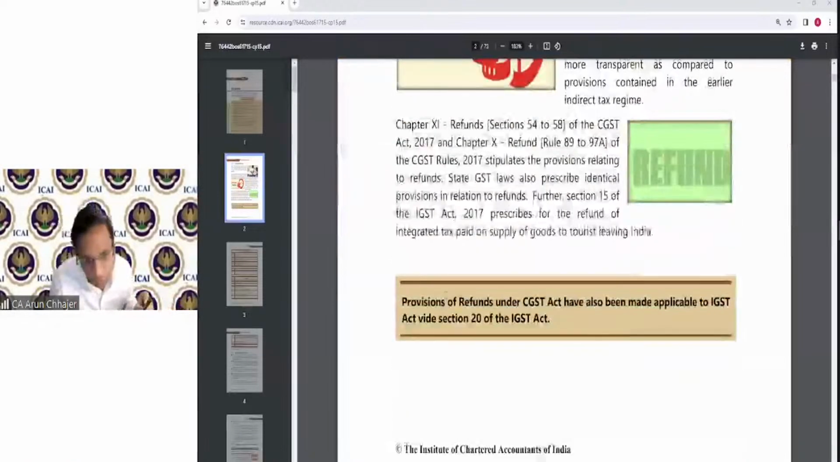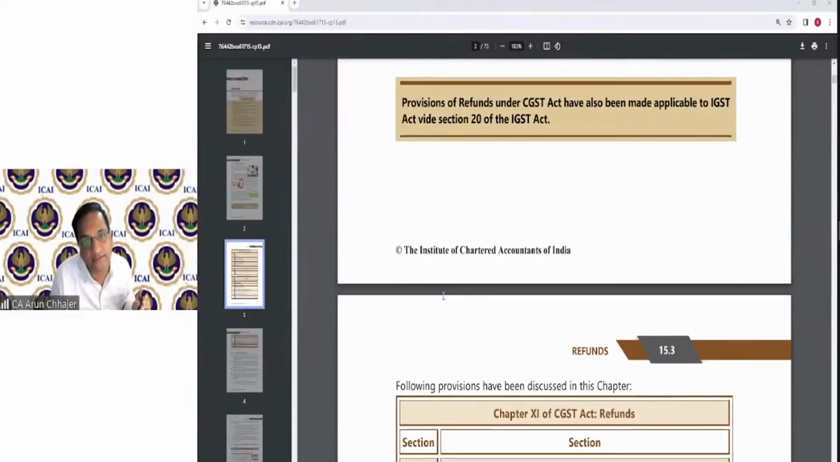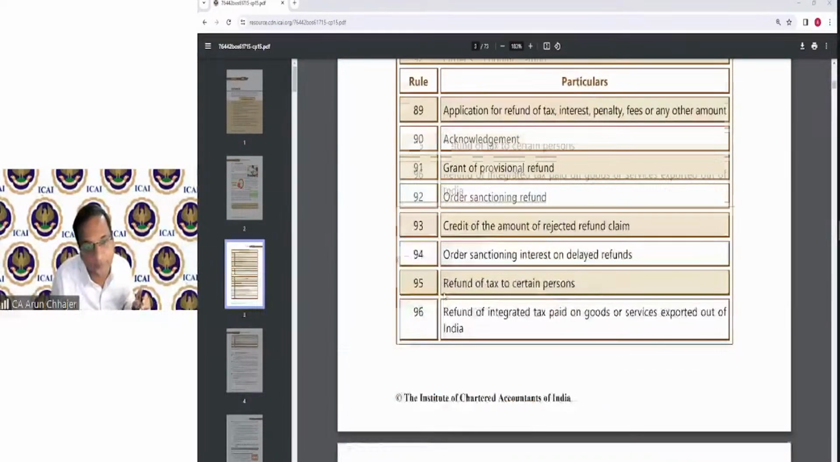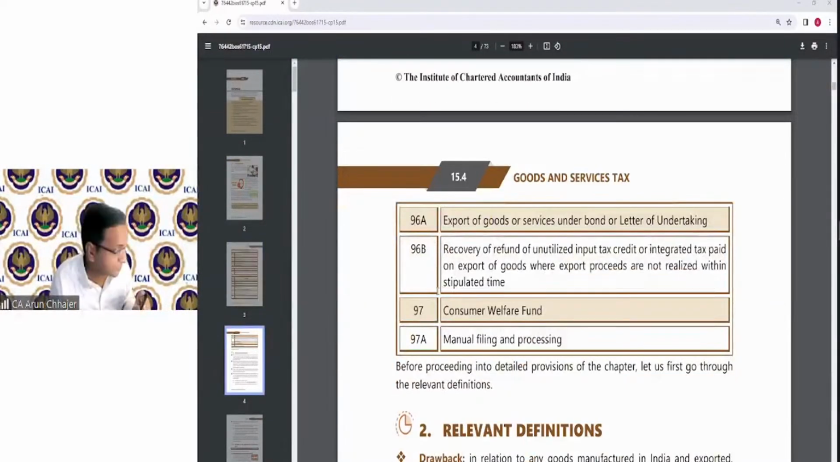So we know that we are exporting the goods or services or making the supply to the SEZ unit or developer. It can be with payment of taxes and it can be without payment of taxes.